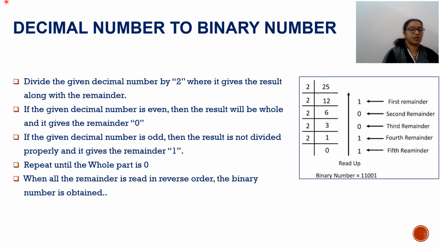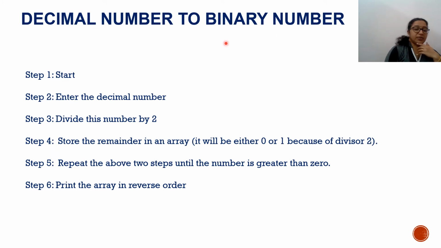Clear? Now we can check how to do it in a C++ program. Decimal number to binary number conversion. First we can check the algorithm for how to solve this. Step 1 is start. Step 2, enter the decimal number. So first we input the decimal number. Then in step 3, divide this number by 2.